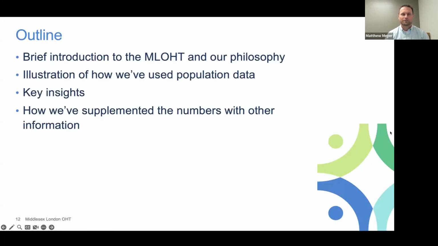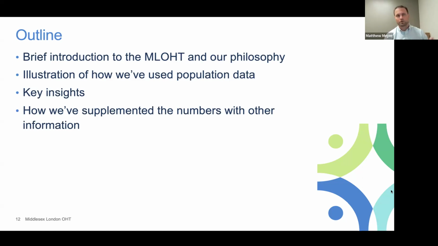So if you don't mind flipping on to the next slide, please. In the very brief time I have today, this is what I thought we would do. First, orient everyone to Middlesex, London and our philosophy, but then really just go back to the beginning and give an illustration of how we've used population health data from the beginning. Illustrate some of the key insights we've taken from that information. But then I think just as importantly, and one of the things I was really happy to see within the framework that's been proposed, is that when we talk about data, it's not just numbers, it's qualitative information as well.